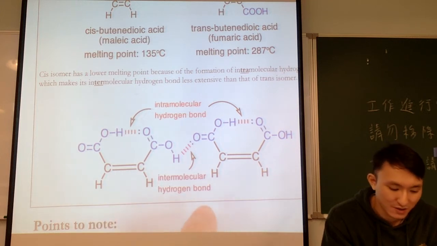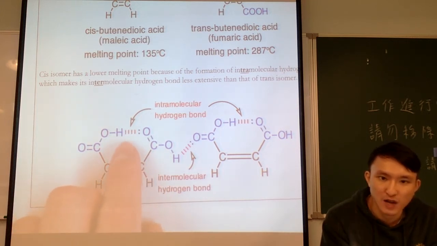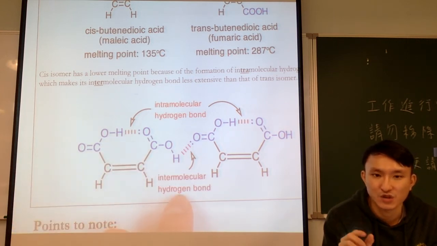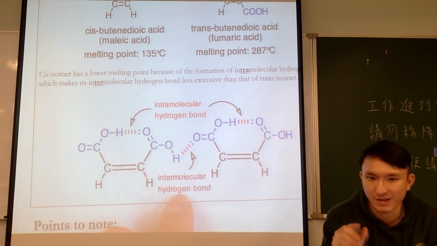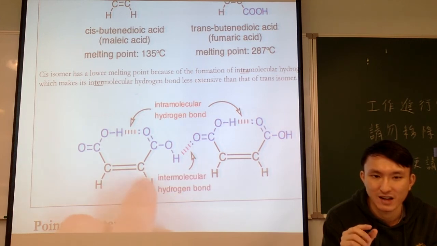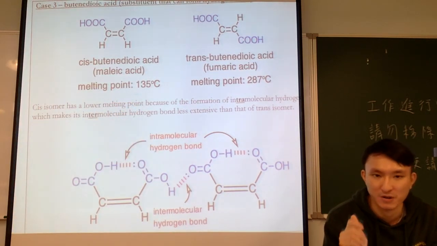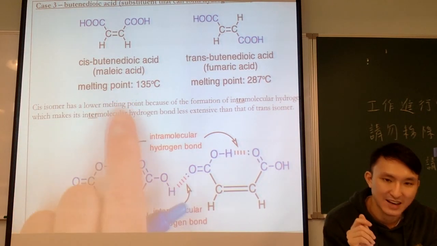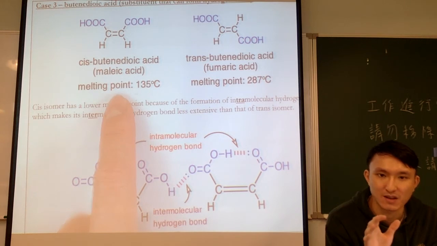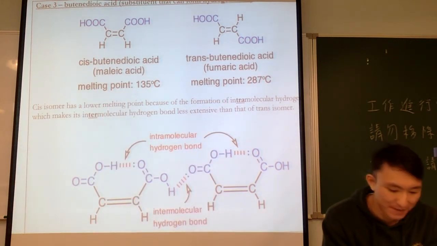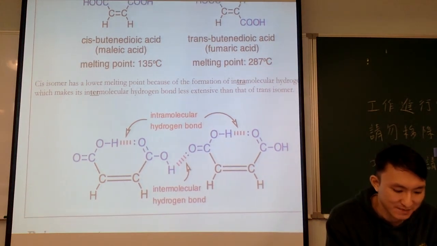Now, if this happens, then it will actually reduce the number of intermolecular hydrogen bonds, right? So in other words, the formation of intramolecular hydrogen bond will greatly reduce the number of intermolecular hydrogen bonds a cis isomer can form. This is the reason why the cis isomer has a much lower melting point. Okay, it has less extensive hydrogen bonding when compared to the trans isomer. Okay, so that's the idea.